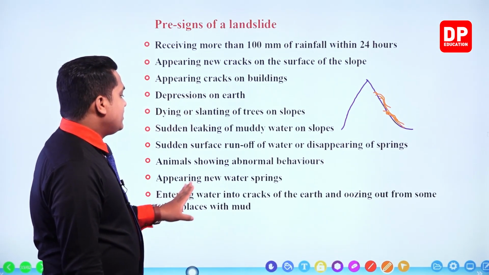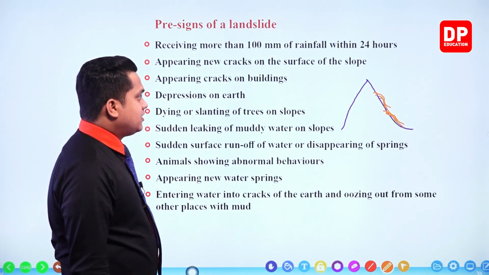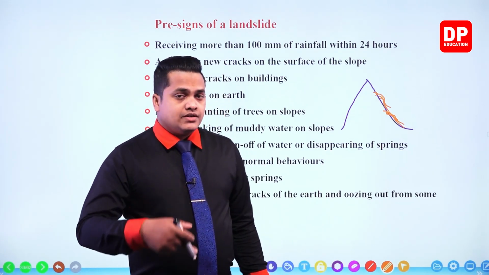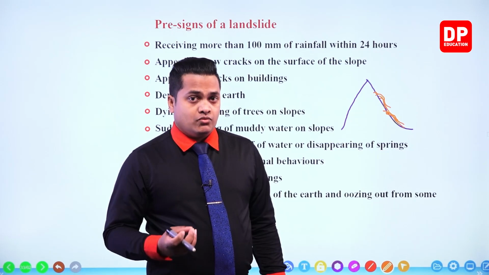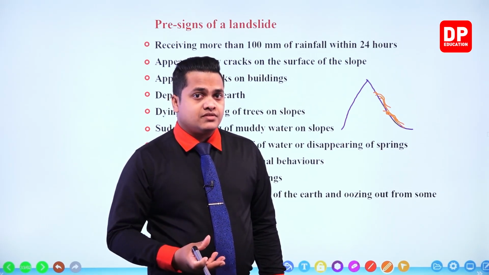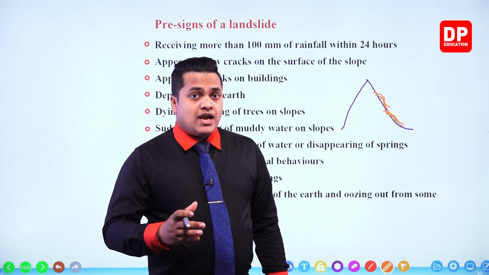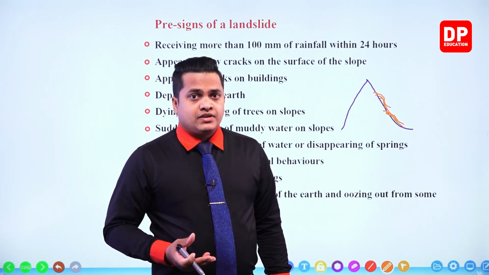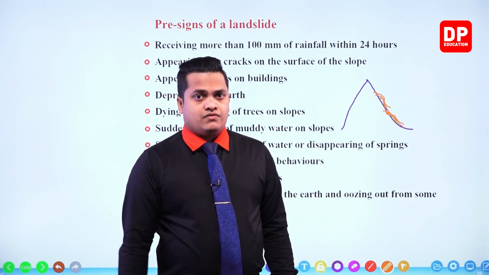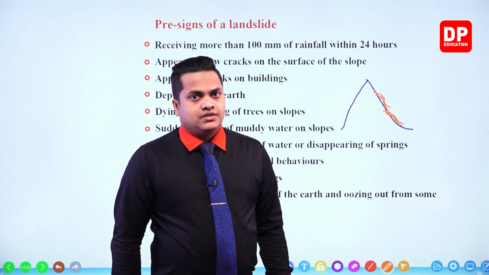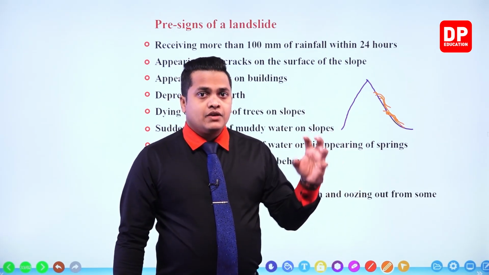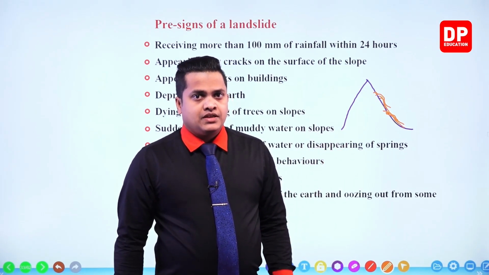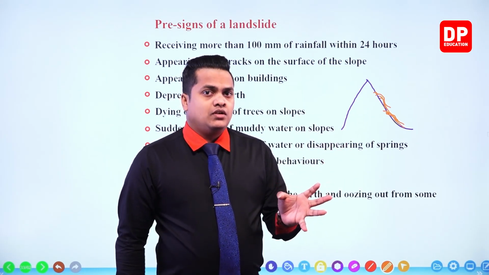then appearing new water springs. Now in the earlier case we discussed the disappearing of waterways or springs. However, the appearance of new springs is also a pre-sign of a landslide. Sometimes within a certain hill area, new water springs may occur. That is also a pre-sign of a landslide, right?